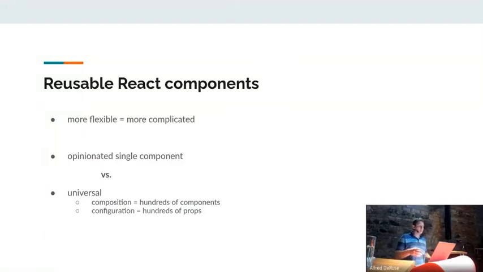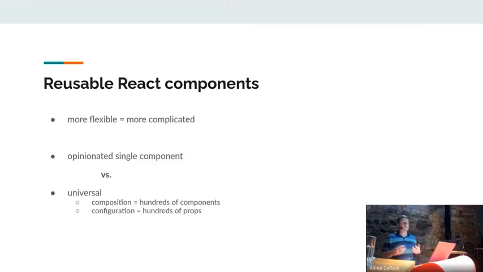Or you choose to go the universal way, so you prepare a bunch of components which the application is required to assemble together. So again, the more flexible we go, the more complicated the library is. And in this universal way, there are basically two ways how you can do that right now. One is composition and one is configuration.